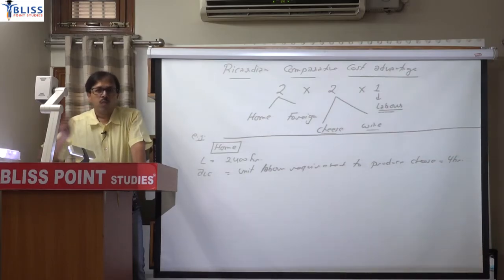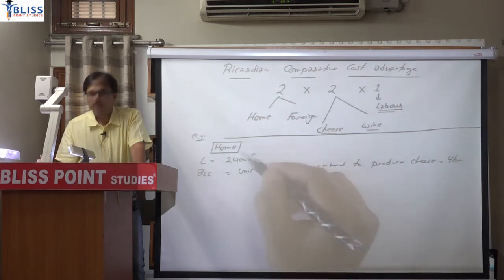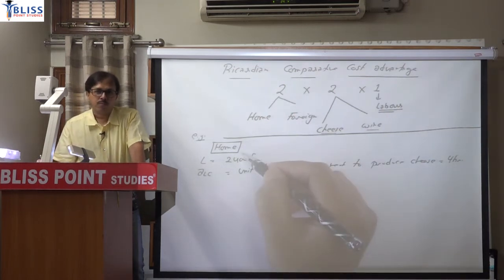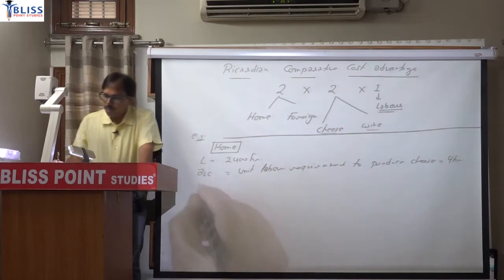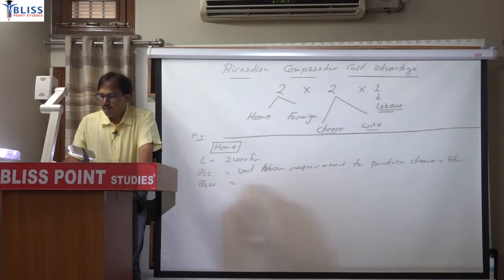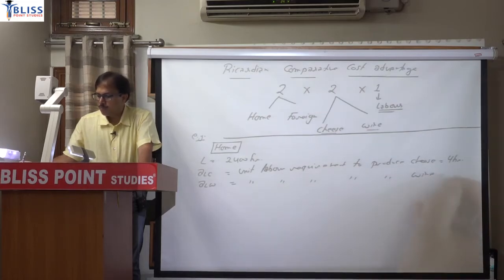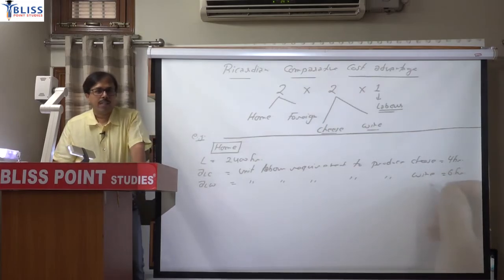So in 4 hours you can produce 1 unit. So in 2400 hours you can produce 600 units of cheese. Similarly, ALW. W is for wine, L for labor, and A is unit labor requirement to produce wine. If I say it is 6 hours, it means to produce 1 unit of wine it takes 6 hours. So in 2400 hours you can produce 400 units of wine. Clear?